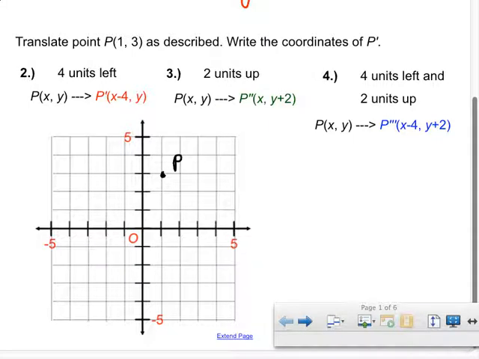What I'd like for you to do, can somebody tell me the coordinate of my first translation? Who can tell me the coordinate? Quinn. What's for? No, for P primed. My image. What's that going to be?